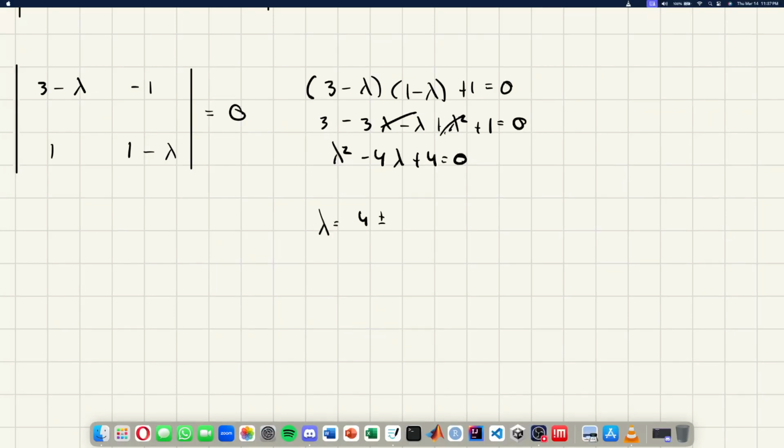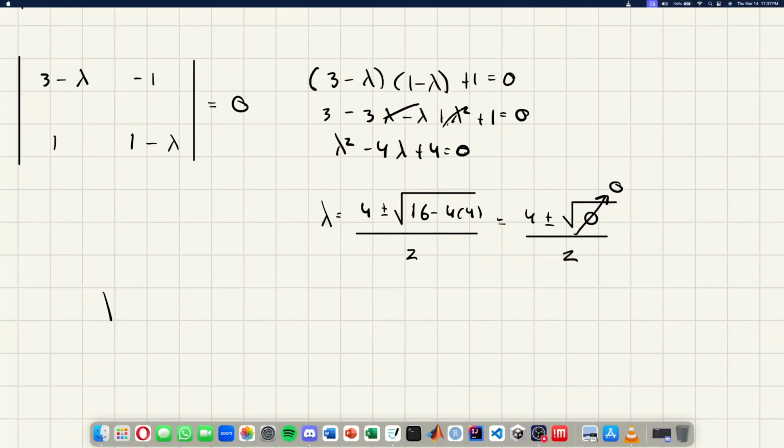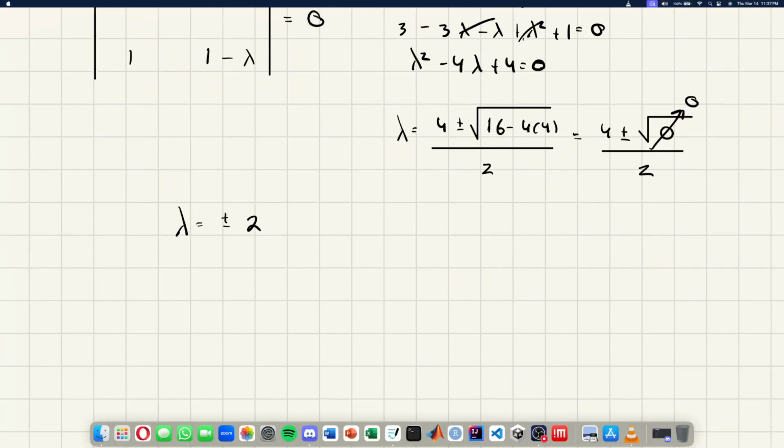So 4 plus or minus the square root of 16 minus 4 times 4, all over 2. And we see that we have a really nice solution here, because this is just going to come out to be 16 minus 16, which is 0. So we have the square root of 0, which just goes to 0. So now we have lambda equals plus or minus 2, 4 divided by 2 in this case. So we've found our eigenvalues. So we have an eigenvalue of 2 and an eigenvalue of -2. So these are our eigenvalues.